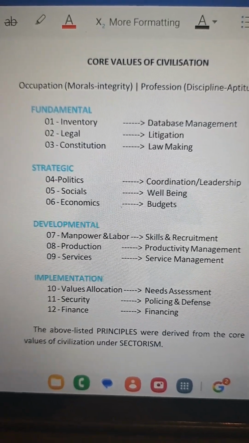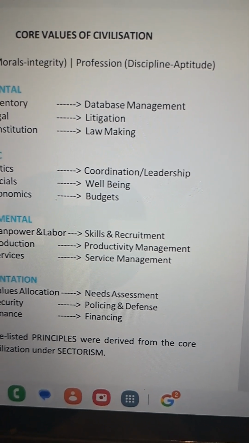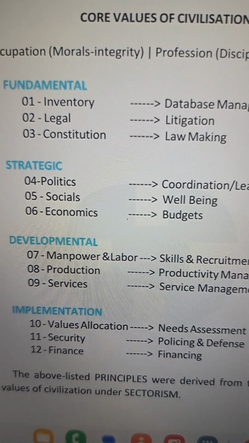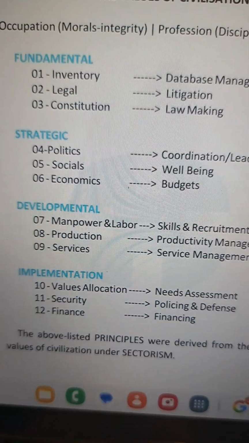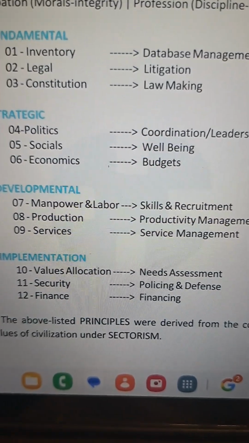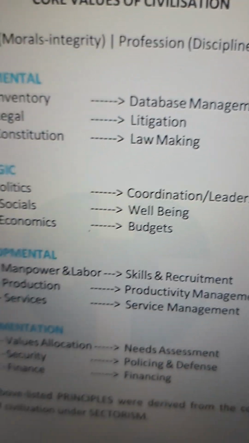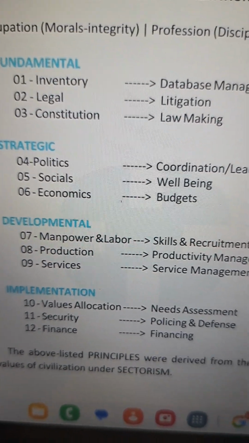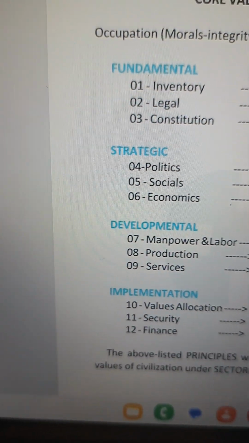Occupation, which is about morals and integrity. Profession, which is about your discipline or your aptitude. So for us to set up the institutions, we need to set up the industries: inventory, legal, constitution, politics, social, economics, manpower and labor production, service, values allocation, security, and finance. And you need these professionals to be able to manage these industries. This is what this whole thing says. You need these professionals to manage these industries.